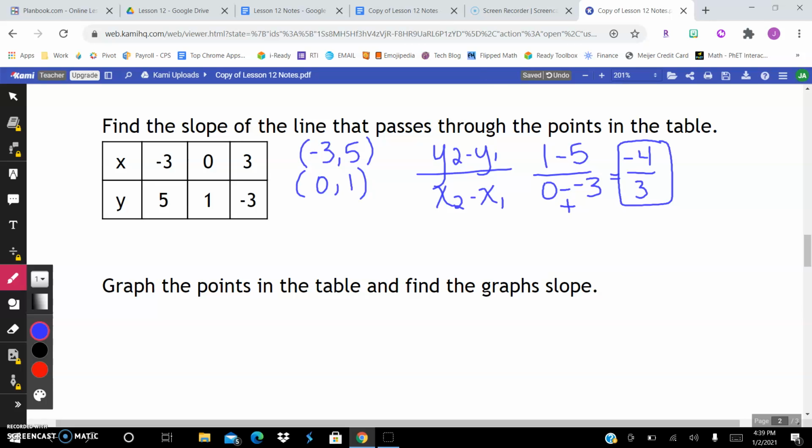And remember, we want to leave these in improper form because they're actually rise over run and they help us graph. So we don't want to make that -1 and 1/3 because that's not going to help us graph.